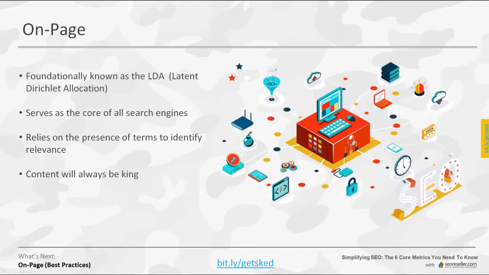Now, let's talk about on-page. On-page is the granddaddy of all metrics. Before Google, before Yahoo, the W3 catalog, all of them were built foundationally against an algorithm called the LDA, or the latent Dirichlet allocation. You don't need to remember that or write it down. It will not make you richer in the future. But suffice it to say, the LDA is what we should refer to in layman's terms as the keyword density algorithm.